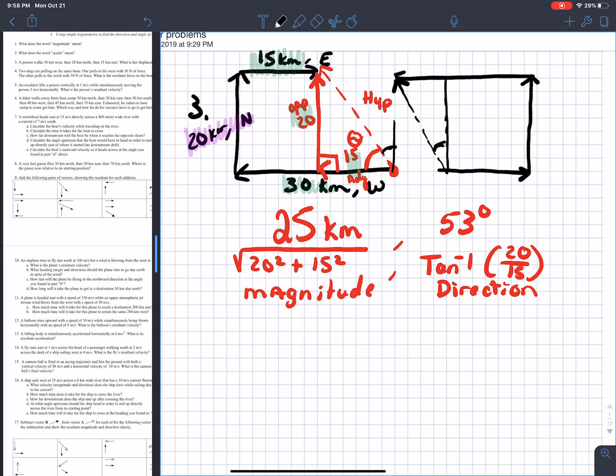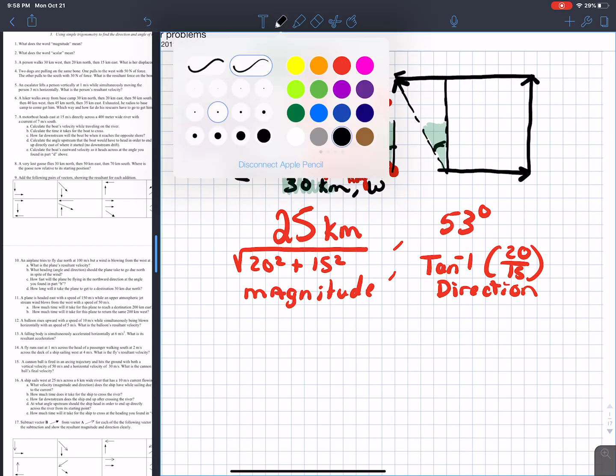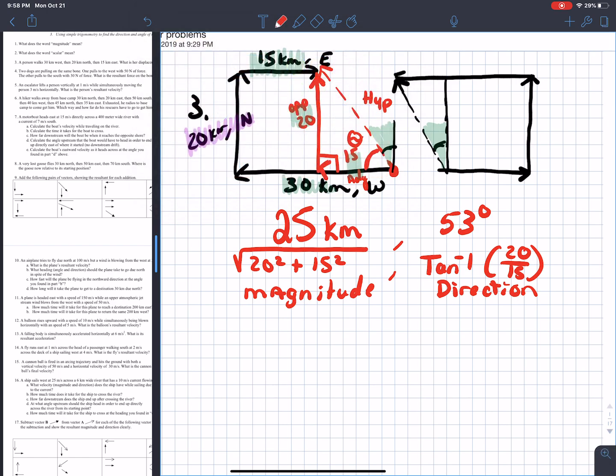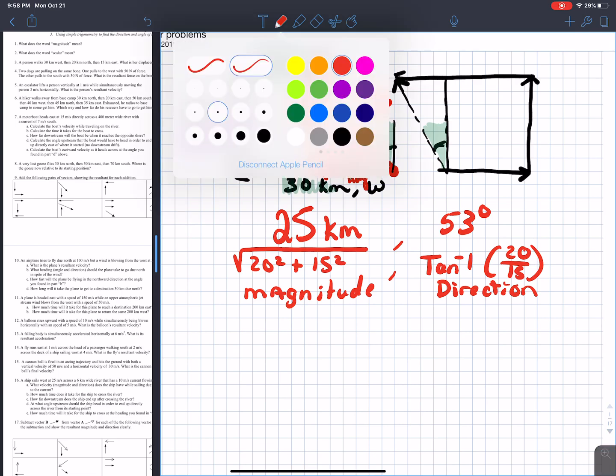Okay, do you see that? This angle right inside of here, had we chosen to begin with a different vector other than west, then north, then east, if we had used east, north, then west, we would have come up with the complementary angle. So you will have to make sure that you explain, with respect to cardinal directions, the angle at which you are describing. So that 53 degrees, what exactly would that be?